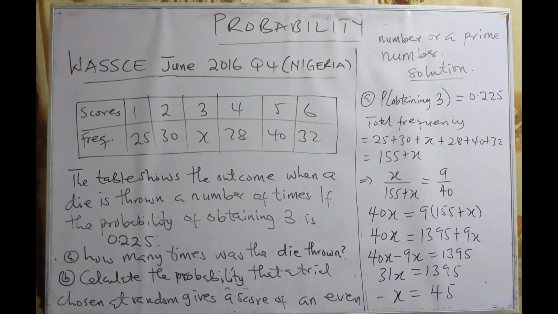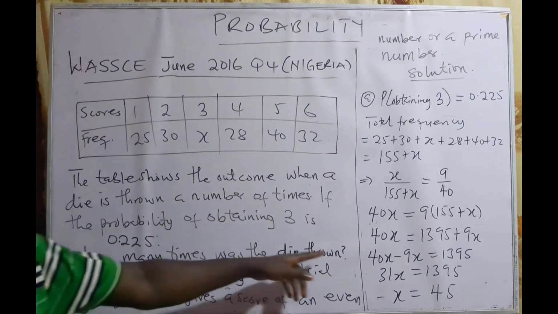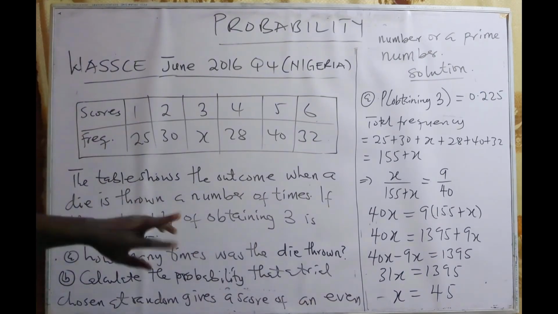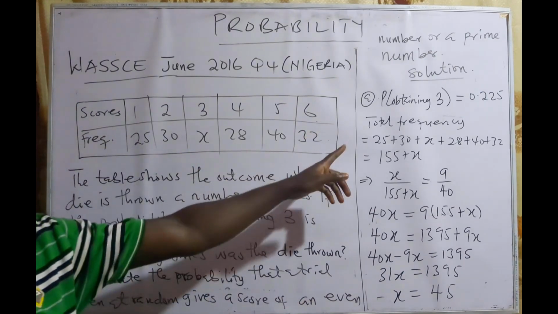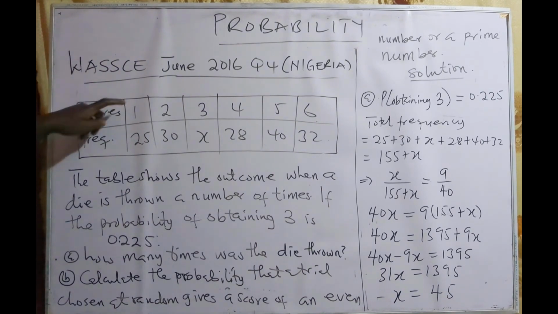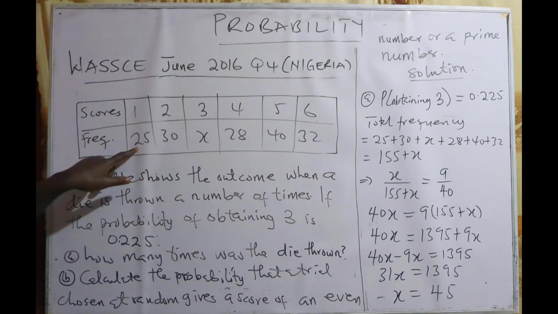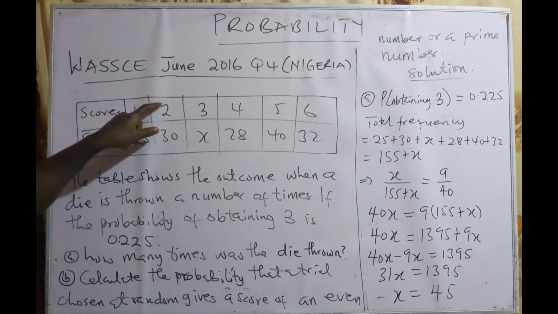So the X is what? It's 45. And the question asks us to what? To calculate how many times the die was thrown. Take notes, the number of times the die was thrown is equal to the total frequency. Because when you look at the scores, 1, here it means that 1 appears 25 times when the die was thrown.